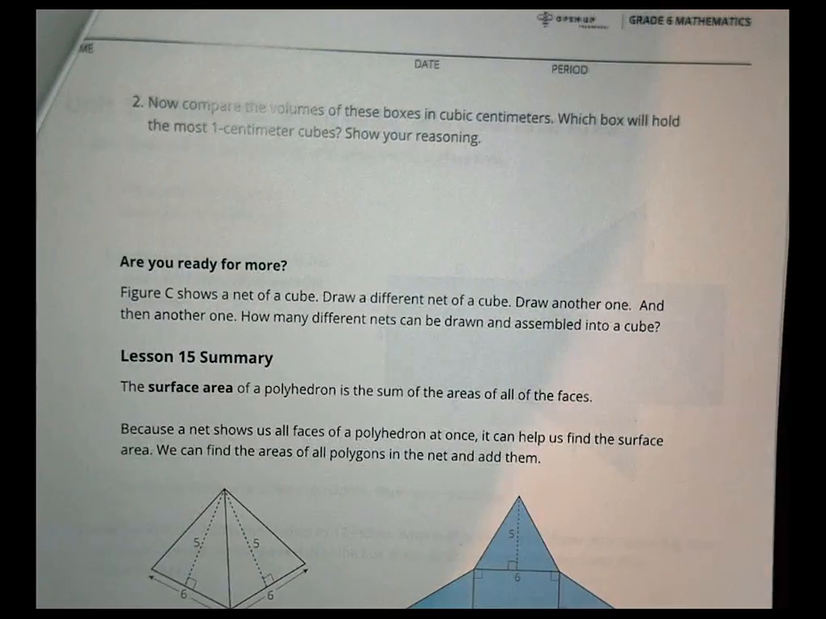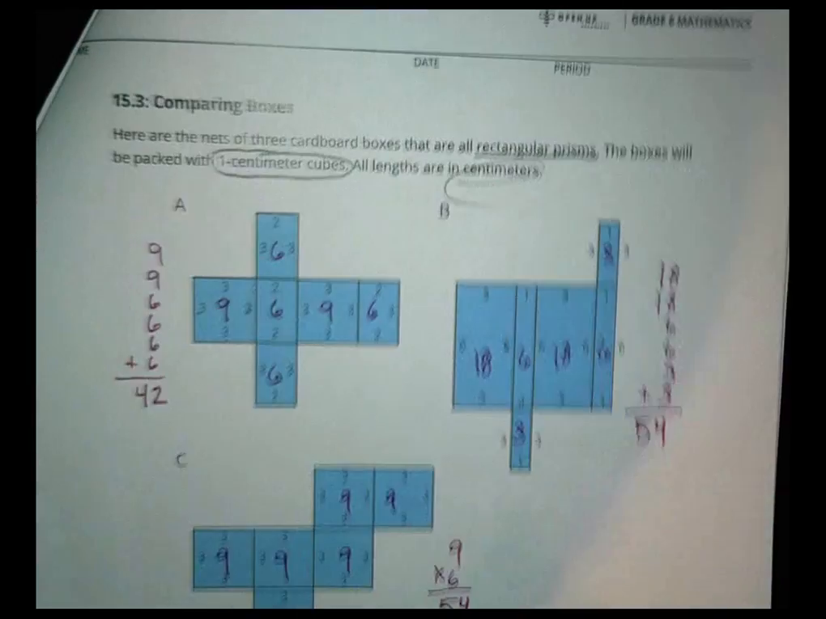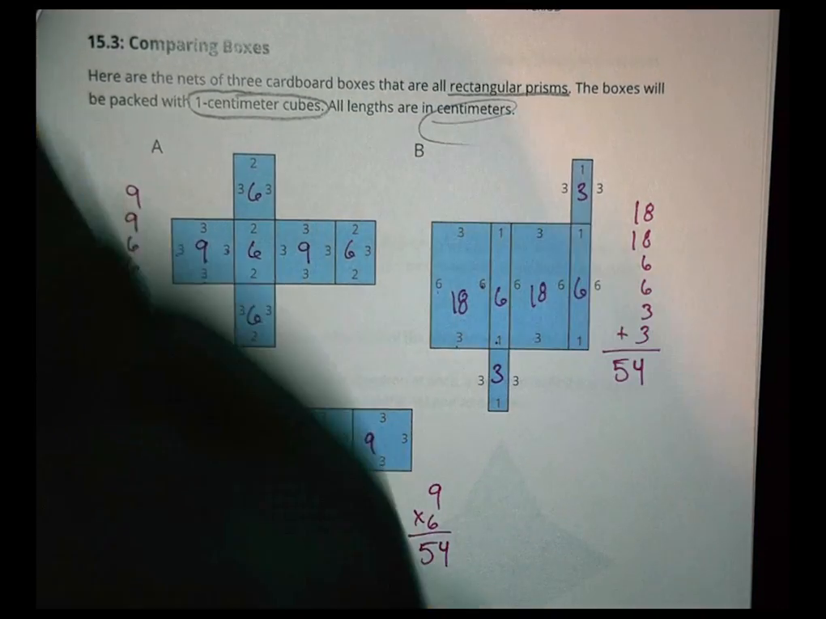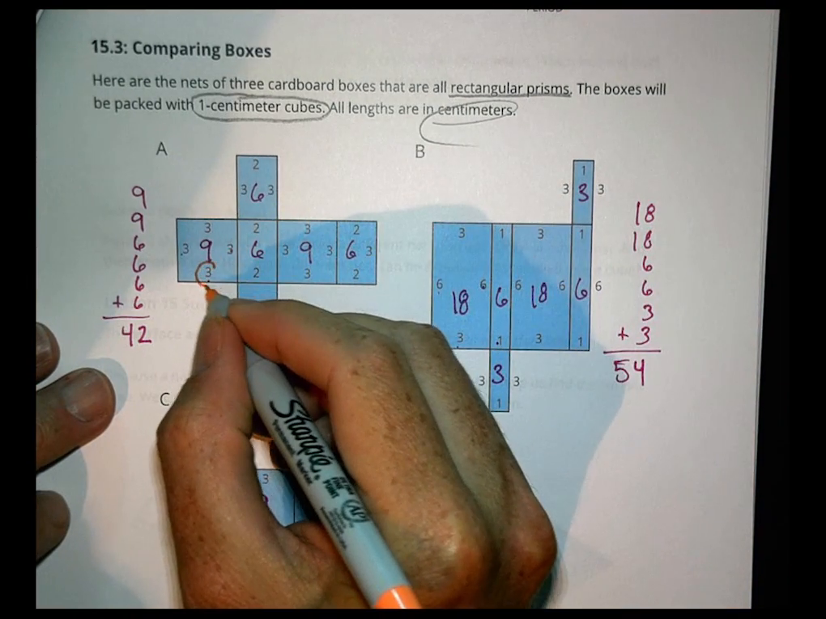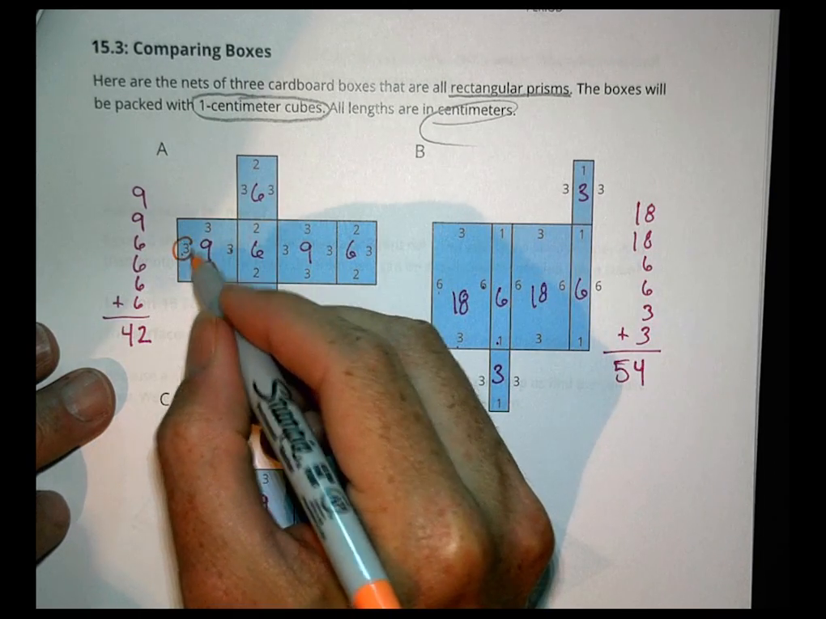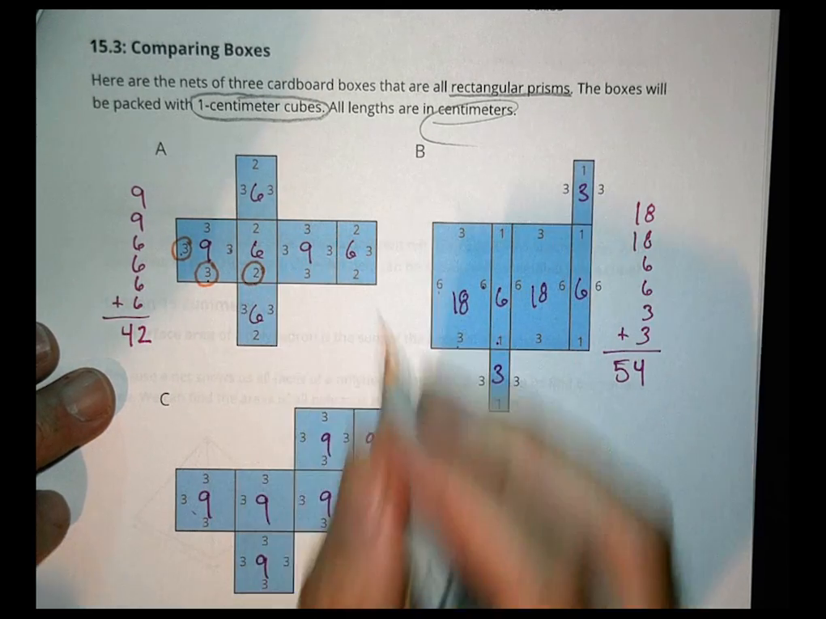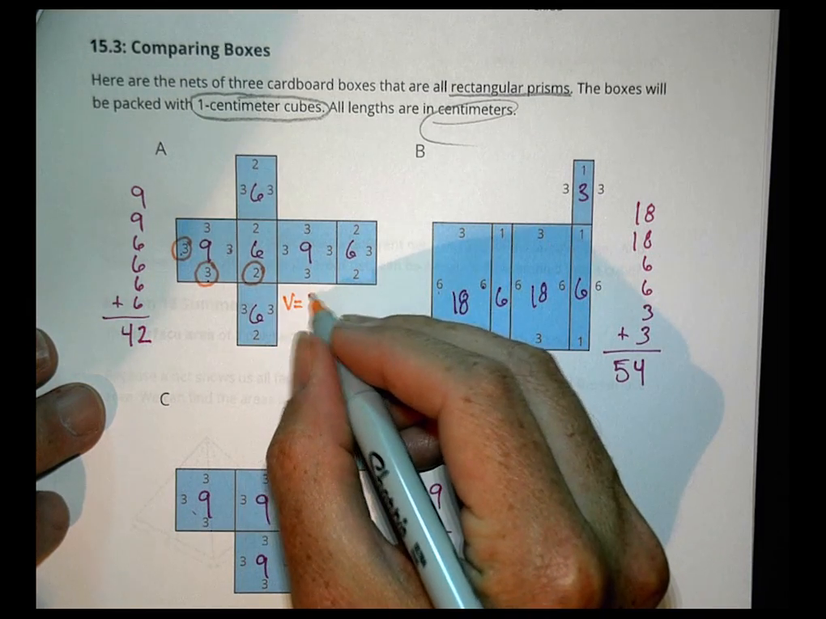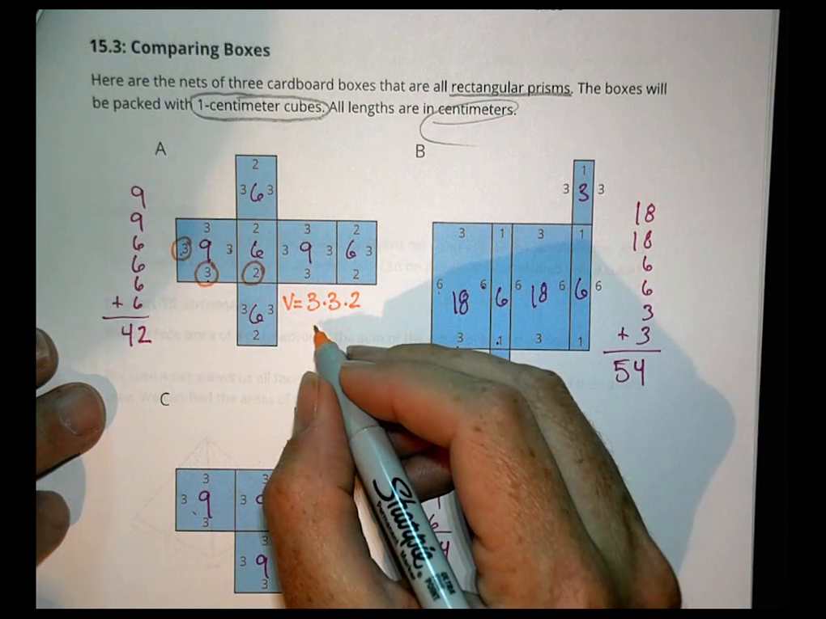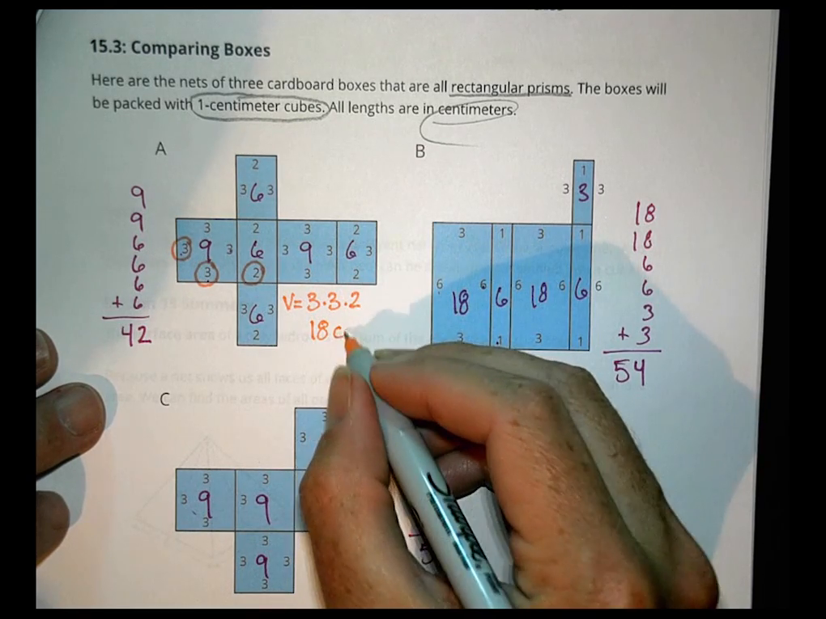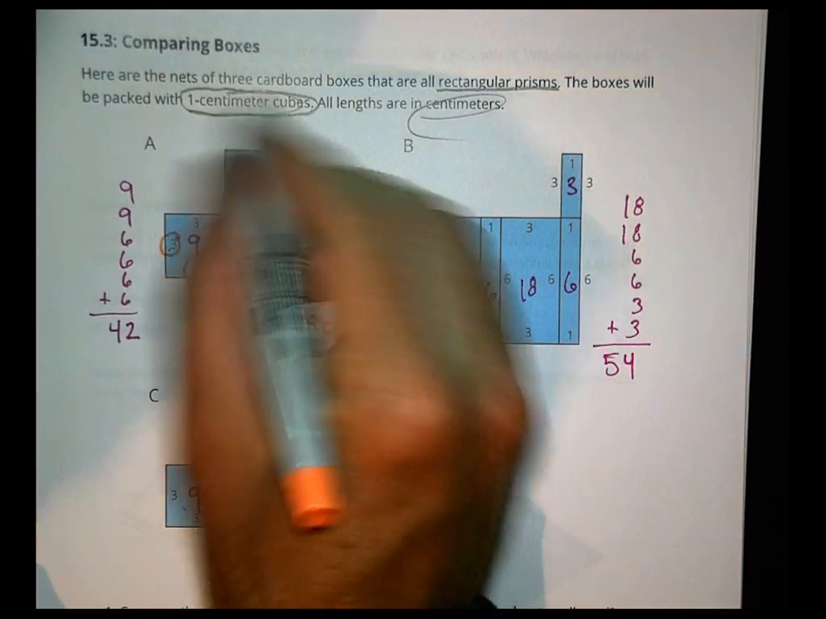It says, now compare the volumes of these boxes in cubic centimeters. Which box will hold the most? All right. So when I come back over here and I look at box A, box A has several side lengths here. It has a side length of 3. It has another side length here of 3. This one matches, so I don't have to worry about it. That goes to there, so I don't have to worry about it. But the additional side length is right here, which is a 2. So our volume for A is going to be equal to 3 times 3 times 2. 3 times 3 is 9, and 9 times 2 is 18. So we would say the volume is 18 centimeters cubed. It's cubic centimeters when we talk about volume because that's how many 1 centimeter cubes fit inside of there.